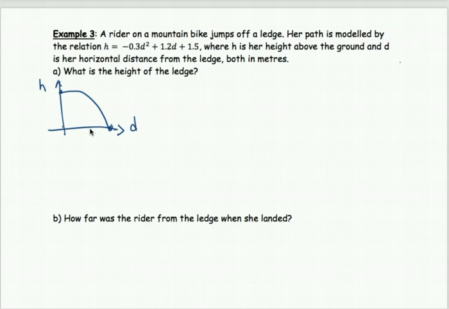All right. So in part 1 here, I want to know what is the height of the ledge, which is right here. So right at this point, where is she with respect to the horizontal distance? We can assume that this is 0, right? This is where she starts, and then she starts moving this way. So d is equal to 0 at this point, if we're just trying to measure the height here. So if we know d is 0, this is our equation for the height.